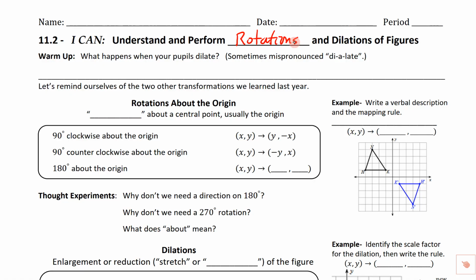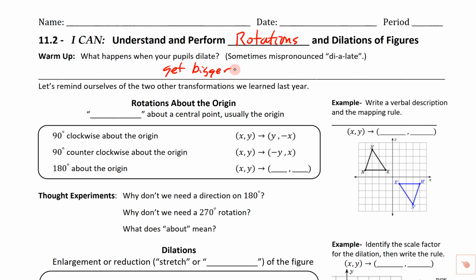So what happens when your pupils dilate? Well, if you go to the eye doctor, a lot of times they give you some eye drops that dilate your eyes. And when they dilate your eyes, it makes your pupils bigger. Okay, so let's see. What happens when your pupils dilate? They get bigger.